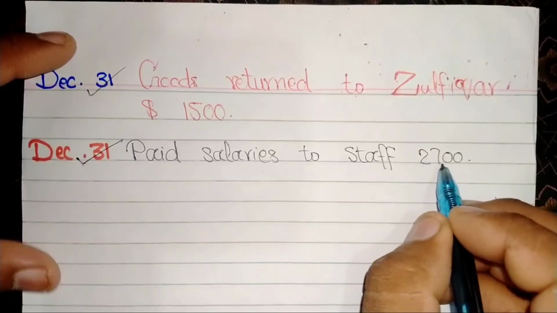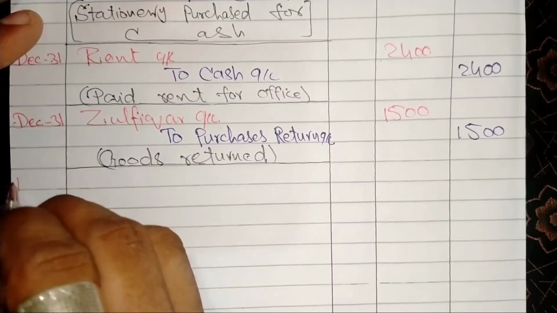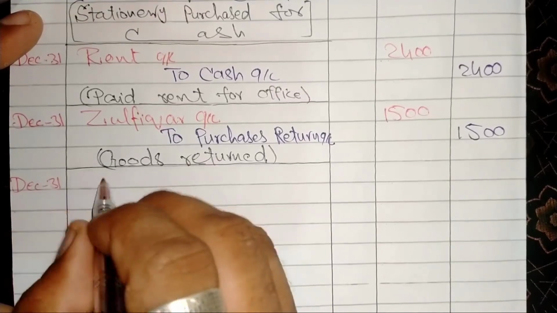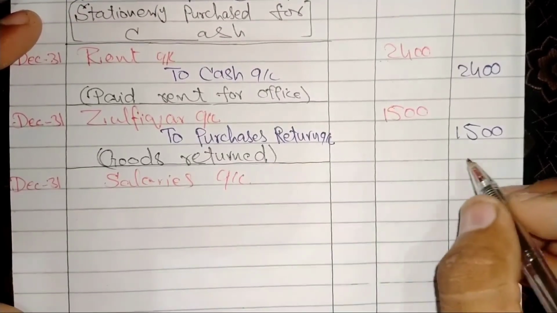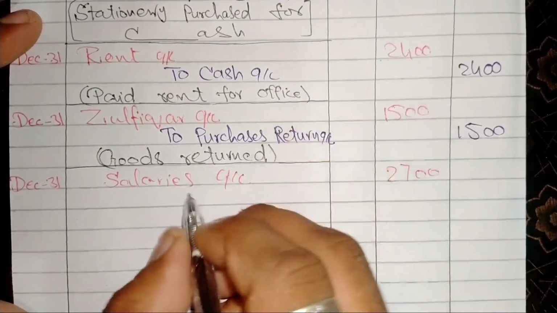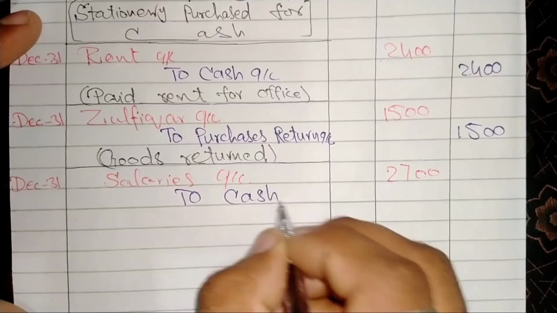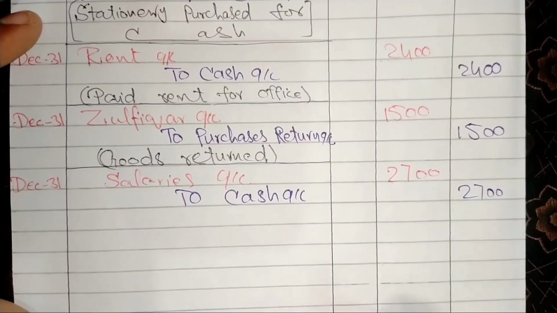The last transaction of this problem is on same date, which is December 31st, paid salaries to staff amounted $2,700. So December 31st, salaries account debit with amount $2,700 against cash account, to cash account credit amounted $2,700 with description, salaries paid to staff.